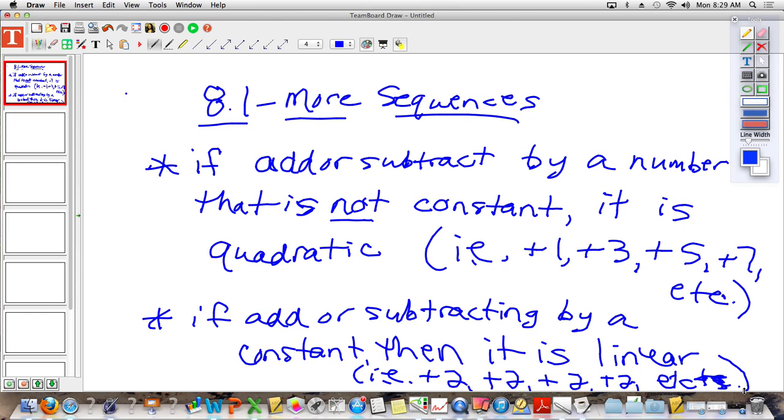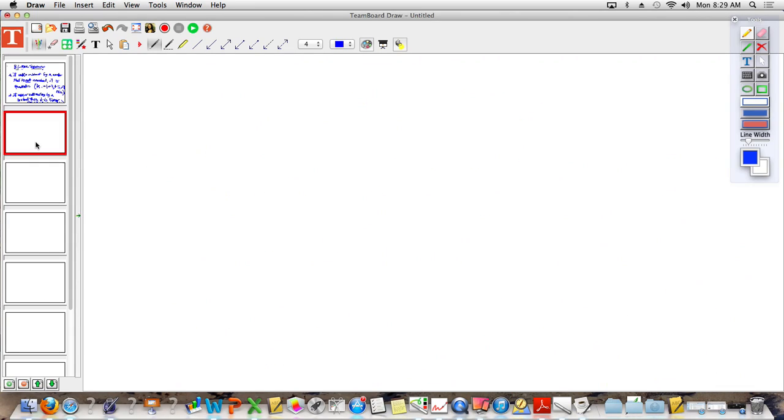All right. Can I flip pages, you guys? Yeah. Yes.